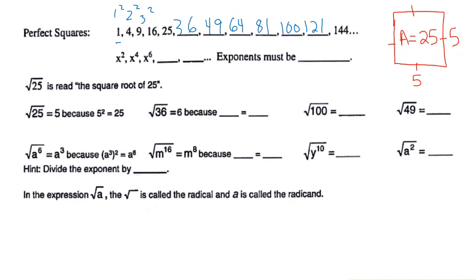We can also have perfect squares with variables, right? For example, x to the second is a perfect square because that's the same as x times x. X to the fourth is a perfect square because that's x to the second times x to the second. X to the sixth is a perfect square because it's x to the third times x to the third. What we find is any even exponent is going to end up being a perfect square because if you divide it by 2, and then it gets multiplied by 2. So x to the 8th, x to the 10th, those are all perfect squares because they're even exponents.